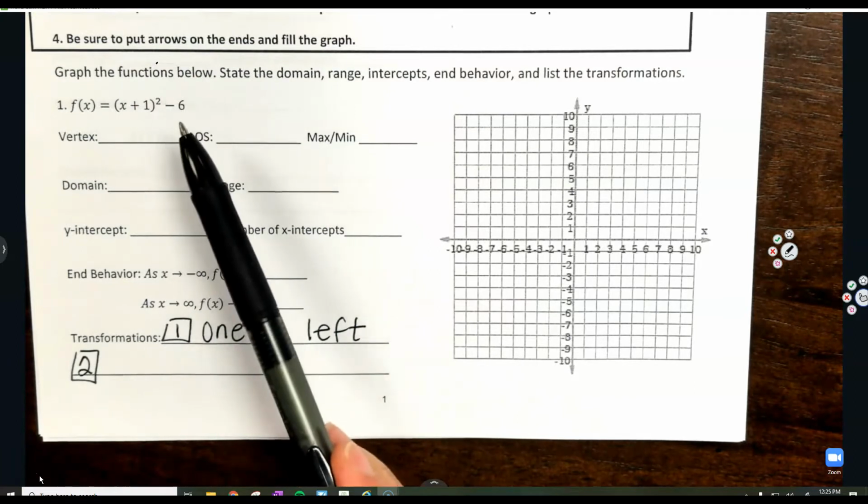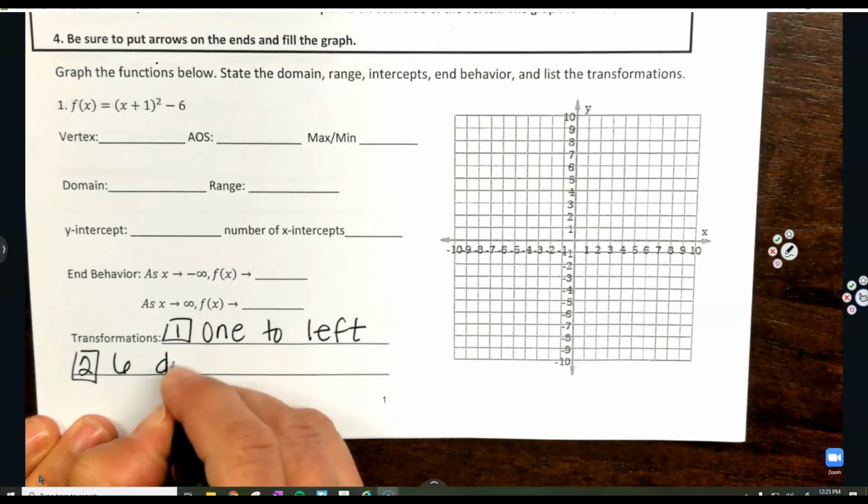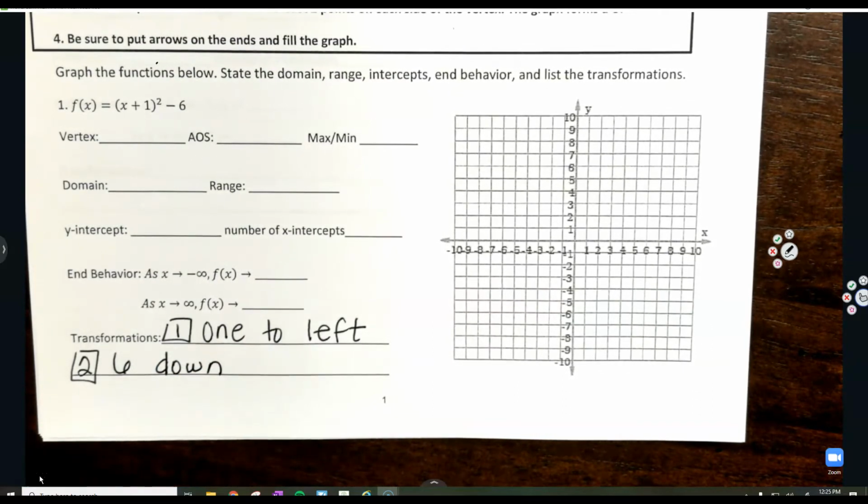And then that -6 at the end, you know that's your K value. This graph has been shifted 6 places down below the origin.